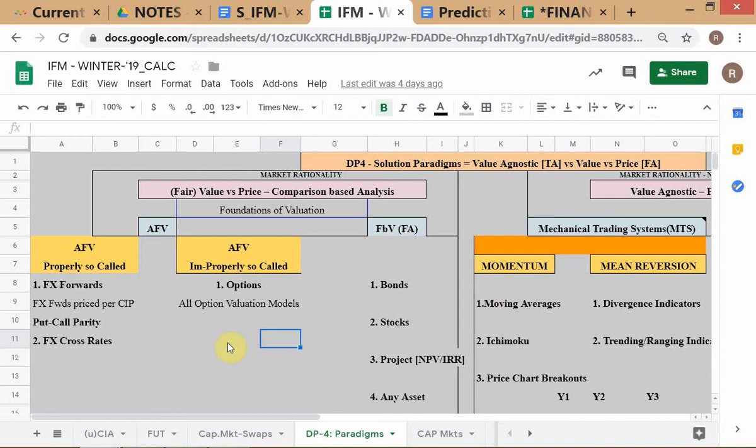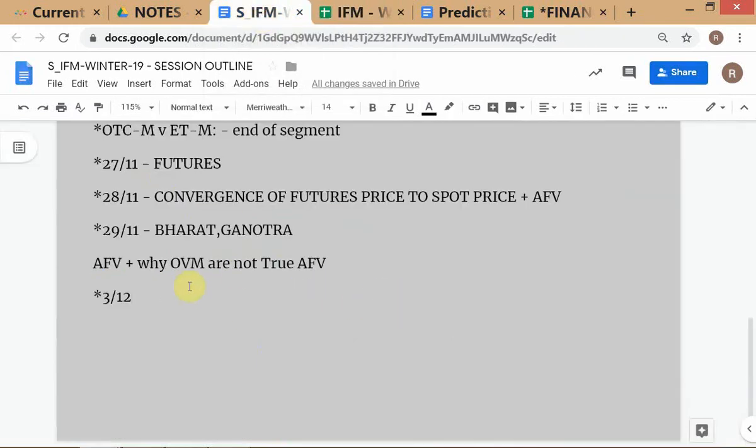So this we've already covered. Now what we'll do now is the next point. Okay, so we've already covered this point as to why arbitrage option valuation OVMs are not true AFV. Okay, we've already covered this point. Now what we're going to do is continue that. I want to just wrap up this discussion on models.